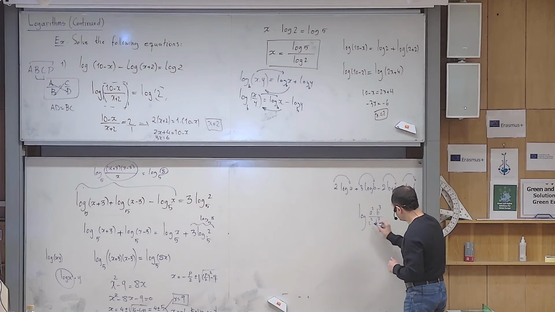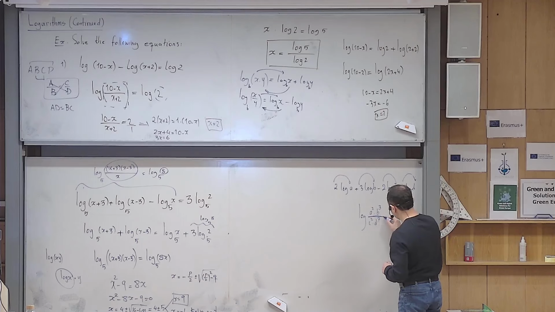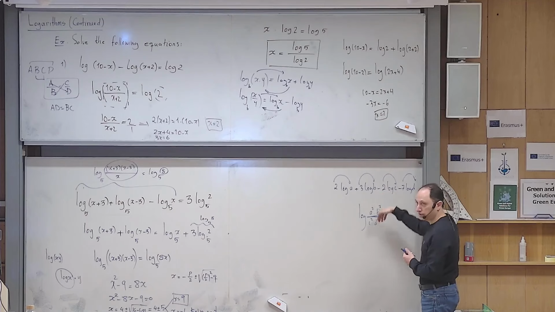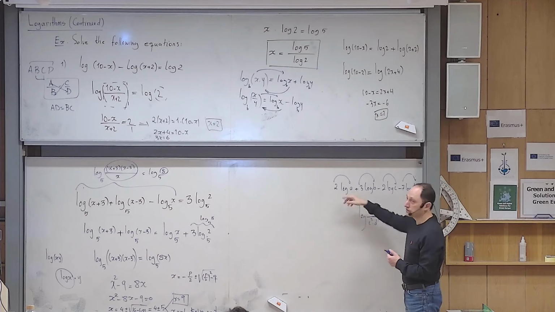No, this is division. This is multiplication, but this is division. So the ones with negative coefficient, they all go to the denominator. The one with positive will go to the numerator.